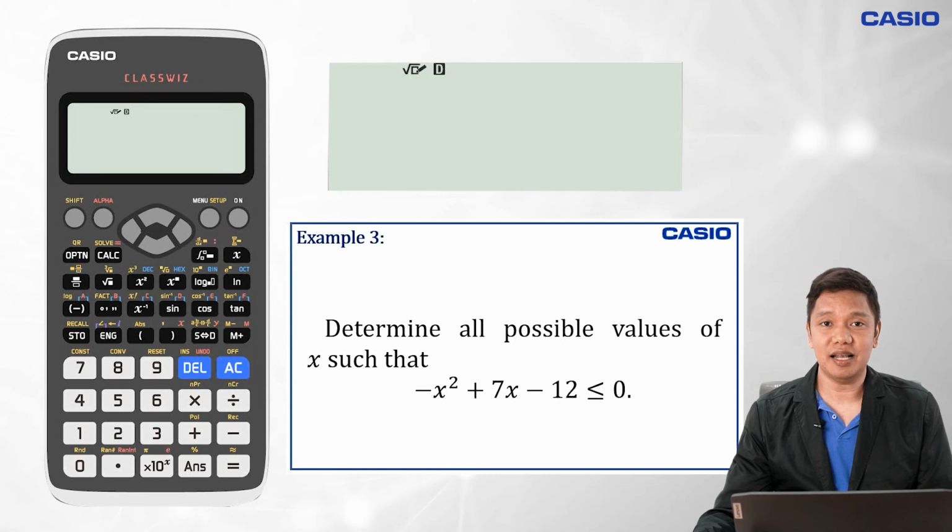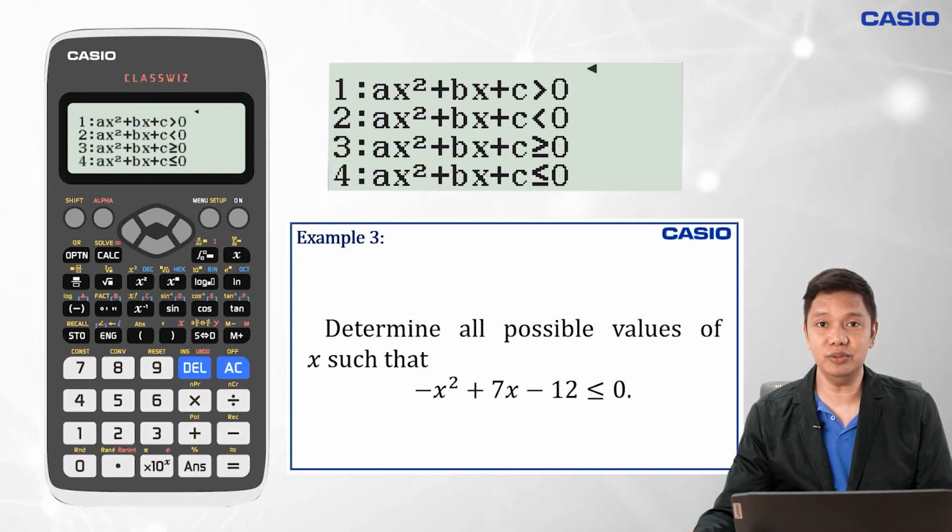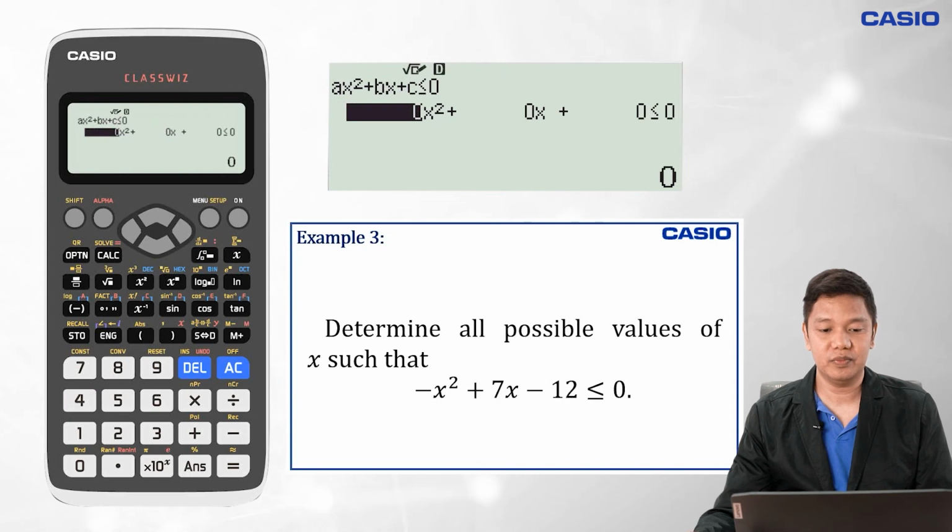For our last example, we are asked to determine all the possible values of x such that negative x squared plus 7x minus 12 is less than or equal to 0. Again, using our Casio Classwiz, we need to press menu and then the degree minute second button. And then we need to press 2 since our degree is 2. And then we need to press 4 since our given inequality is less than or equal to.